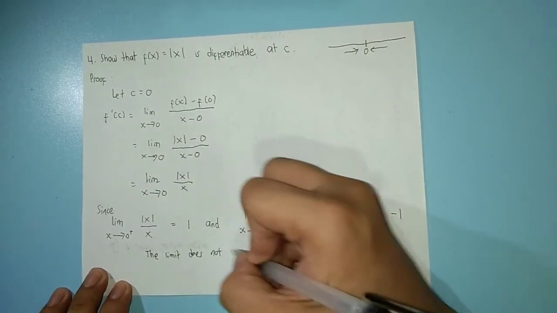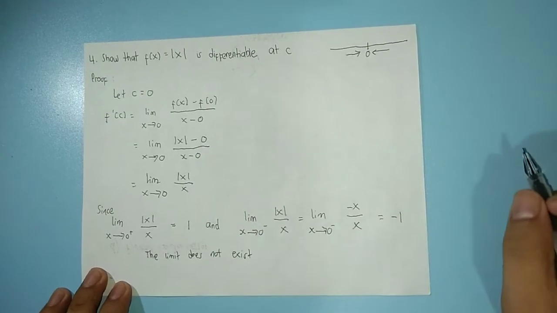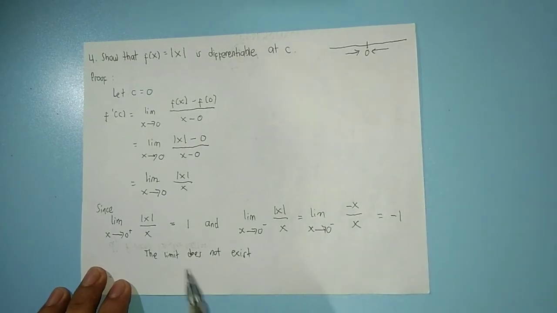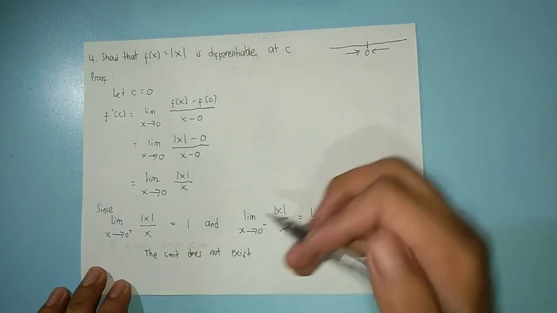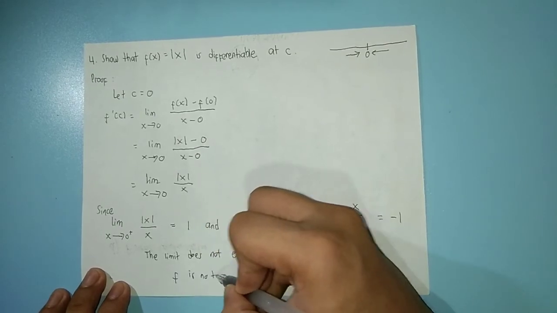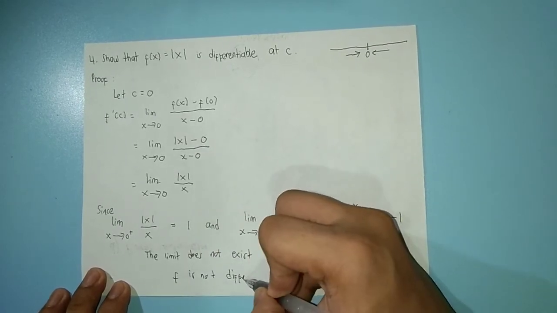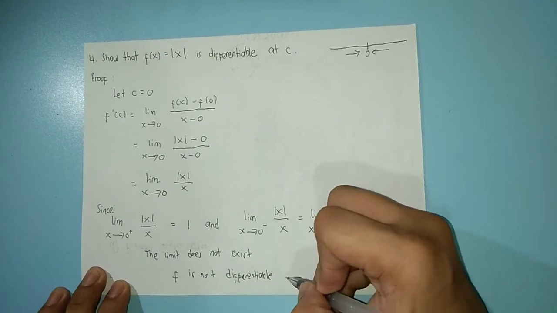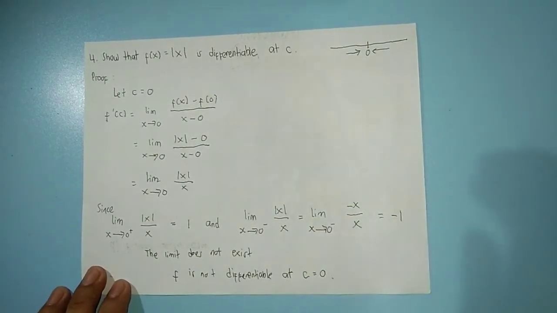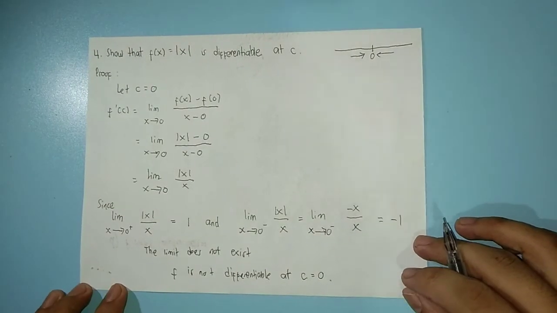So the limit does not exist. Kasi hindi equal yung right hand tsaka left hand limit. At kung hindi nag-e-exist ang limit, ibig sabihin yan, yung f ay not differentiable at c equals 0. Okay?